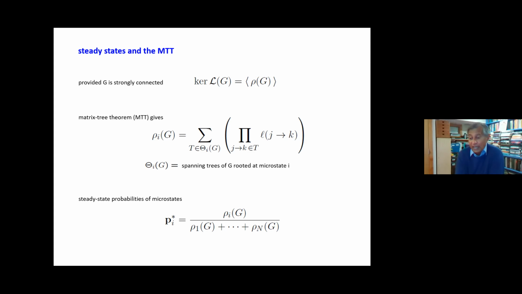And as a result of that, we can easily write down what the steady state is by just normalizing it, because of course, the sum of all elements of probability is 1, right? So it's easy to normalize.